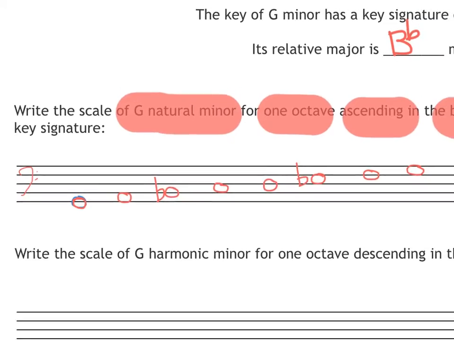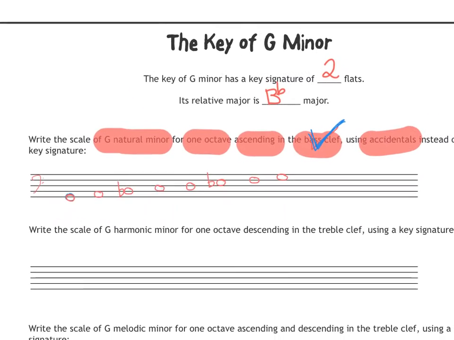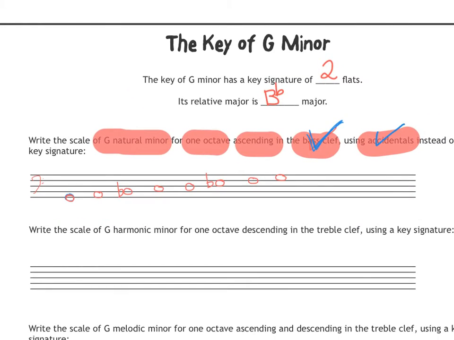So in this way, I didn't use a key signature, I'm using accidentals. So that means this one is done. I just went ascending, and I just went 1 octave. And so this is a G natural minor scale, 1 octave ascending in the bass clef, using accidentals instead of a key signature. So step by step, away you go through those next few.